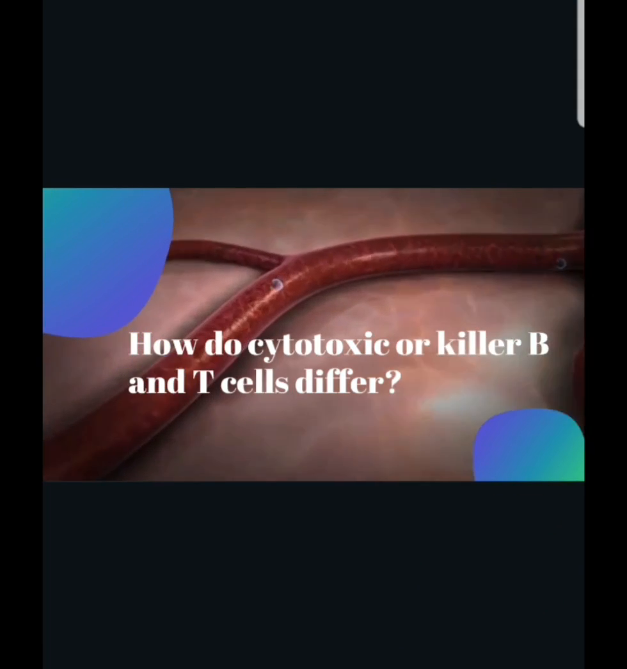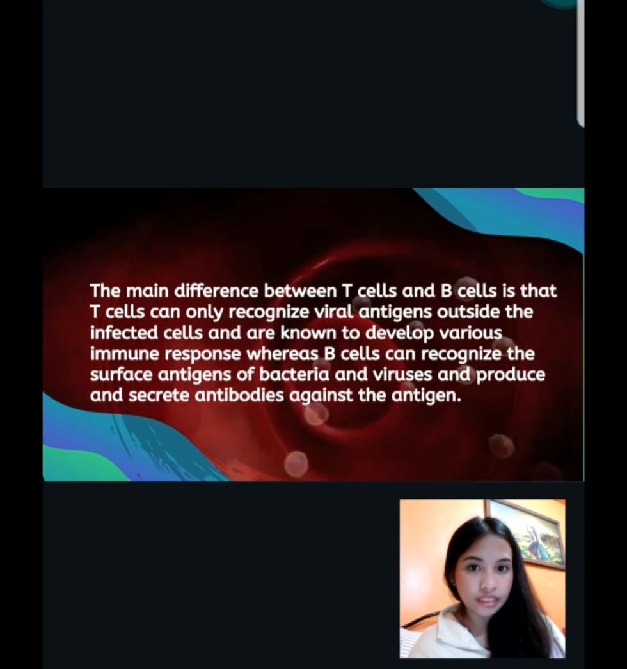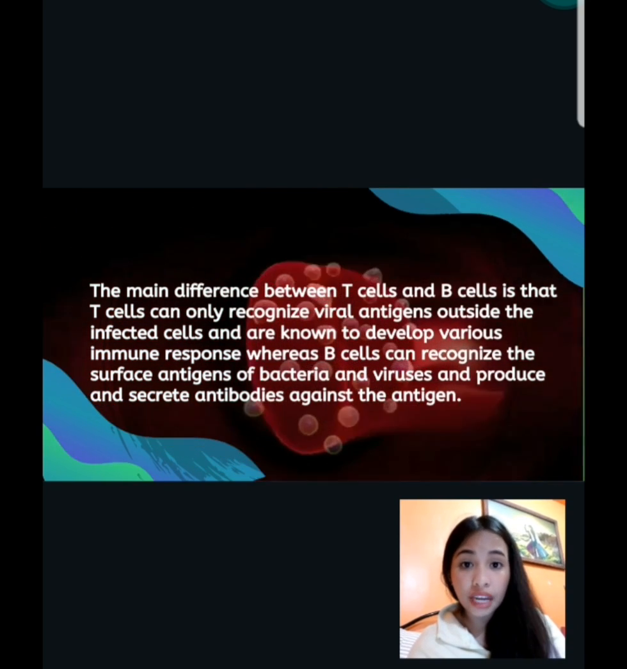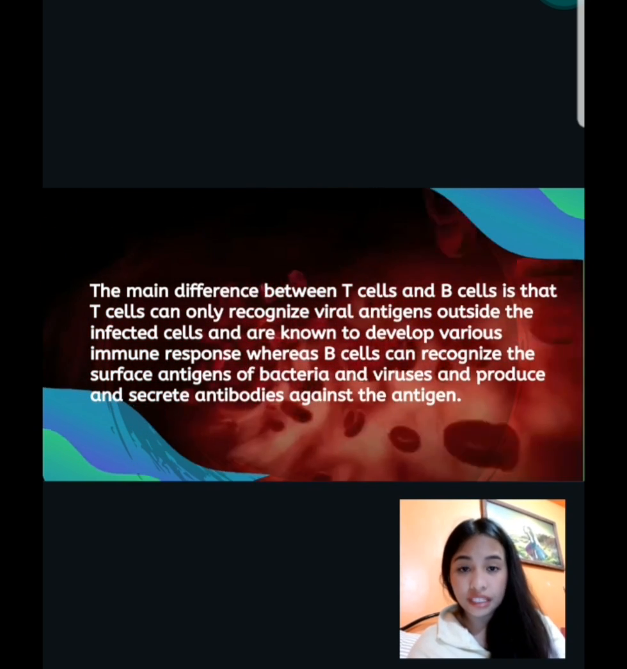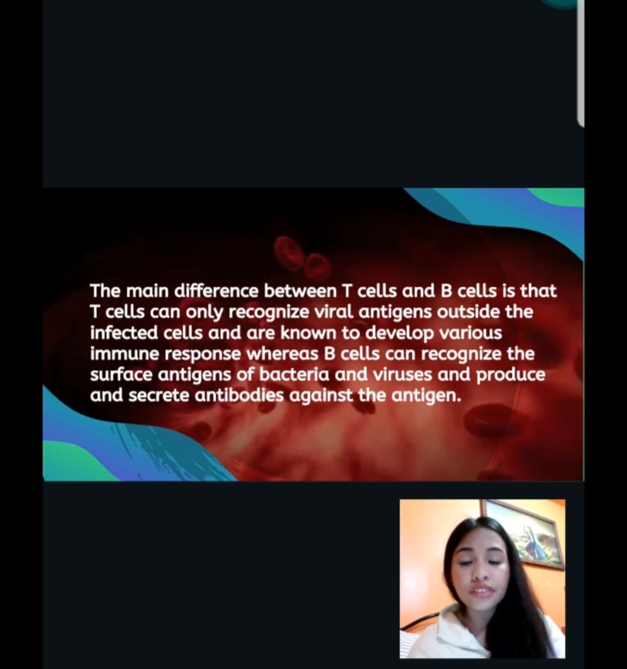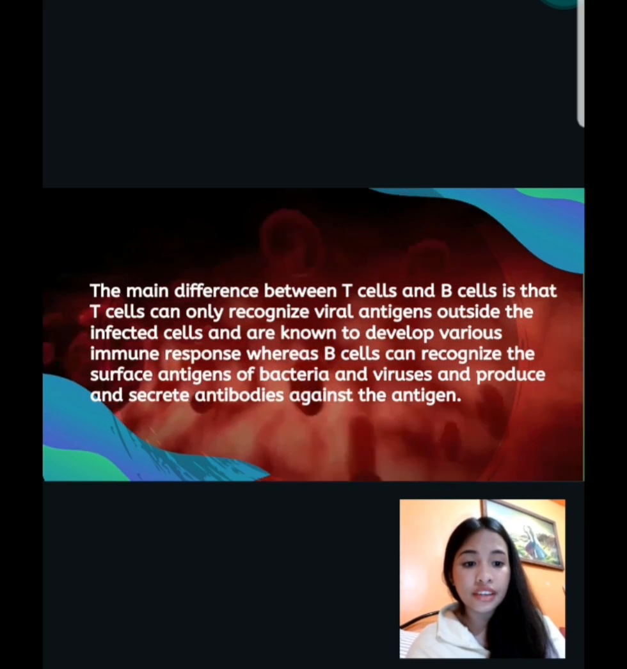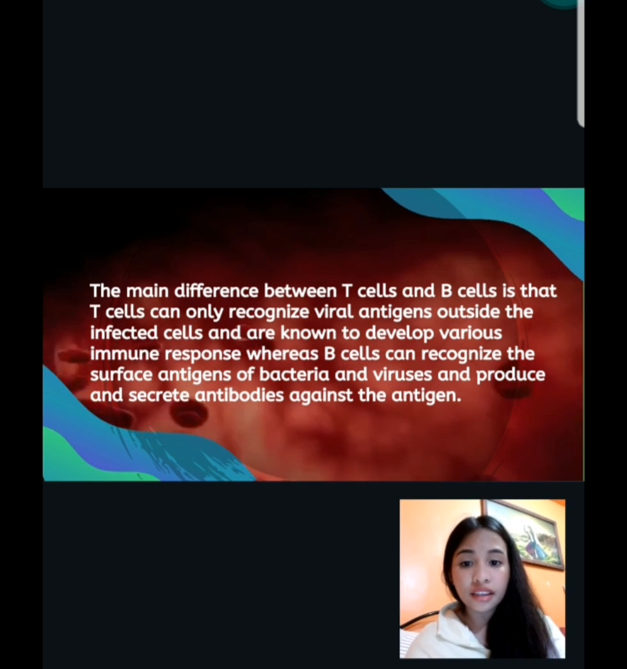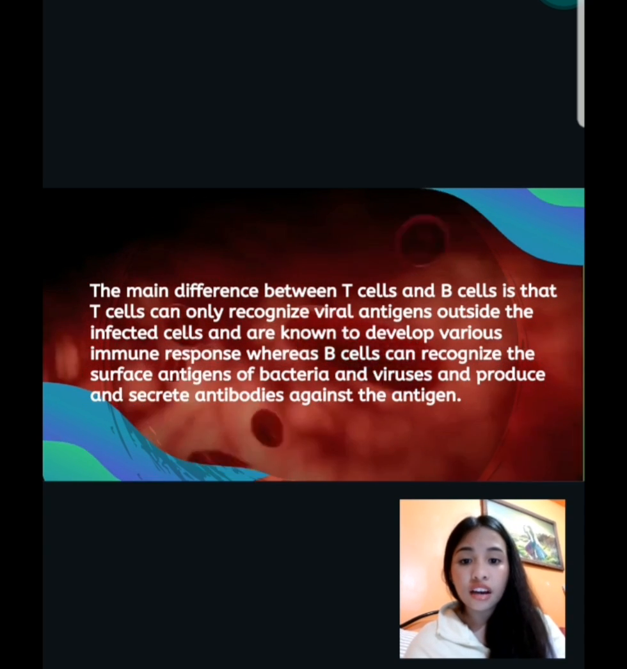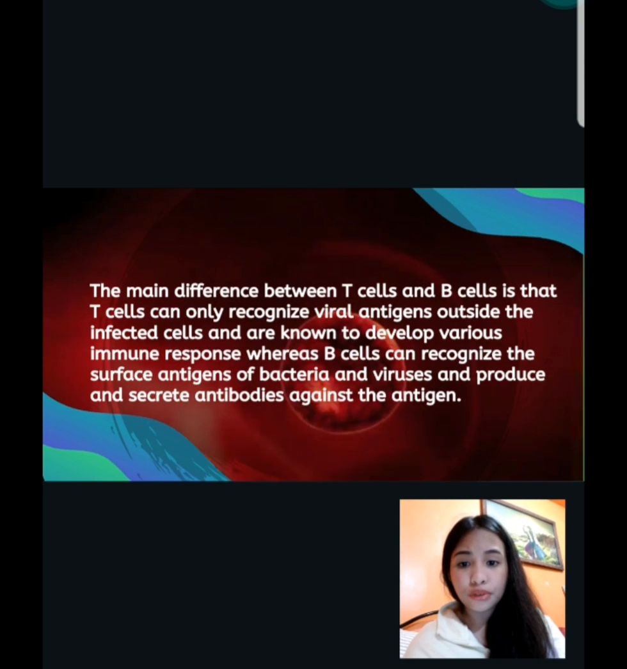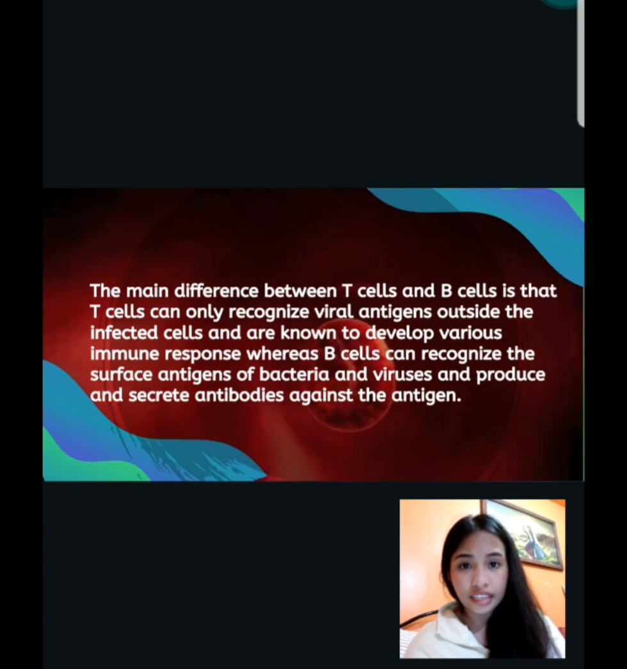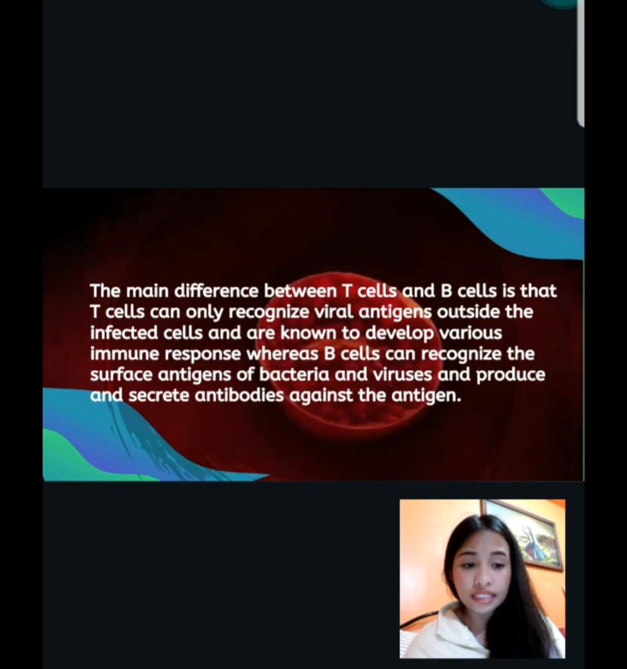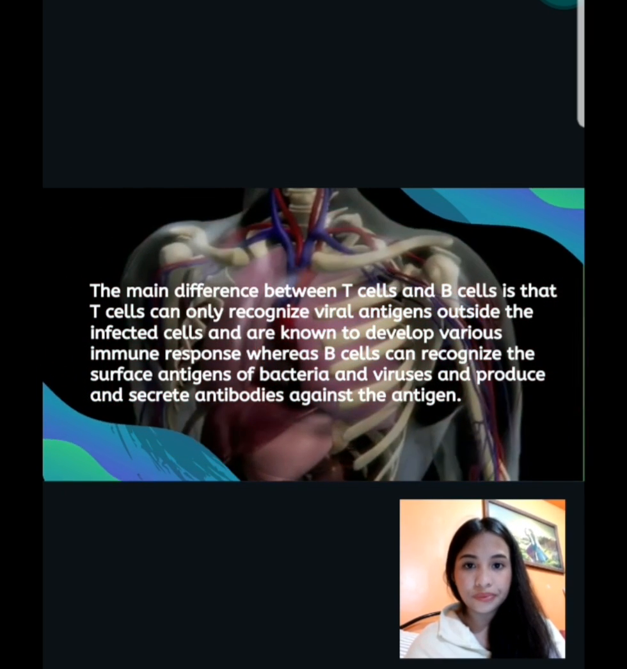How do cytotoxic or killer T and B cells differ? The main difference between T cells and B cells is that T cells can only recognize viral antigens outside the infected cells and are known to develop virus immune responses, such as against invading bacteria and virus attacks, whereas B cells can recognize the surface antigens of bacteria and viruses and produce and secrete antibodies against the antigen, activating the immune system to destroy the pathogens.